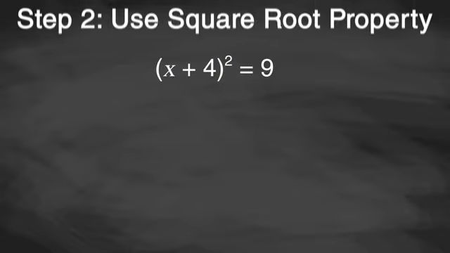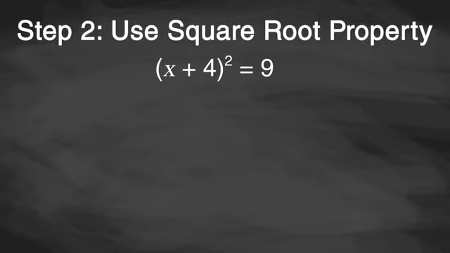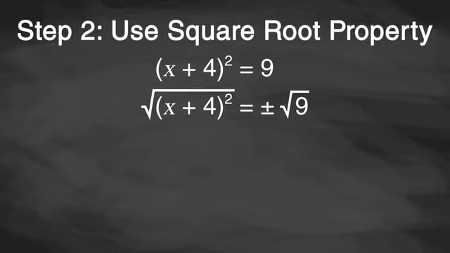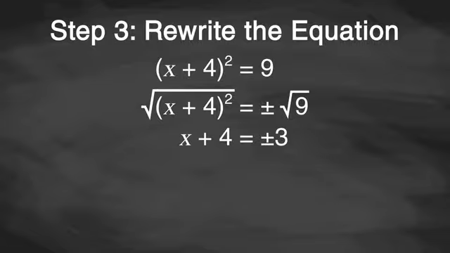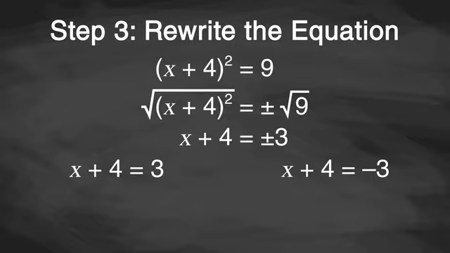Step 2. Use the square root property. Take the square root of both sides of the equation. Remember the plus or minus. The square root of (x + 4)² equals plus or minus the square root of 9. x plus 4 equals plus or minus 3. Step 3. Rewrite the equation as two equations. x plus 4 equals 3 and x plus 4 equals negative 3.